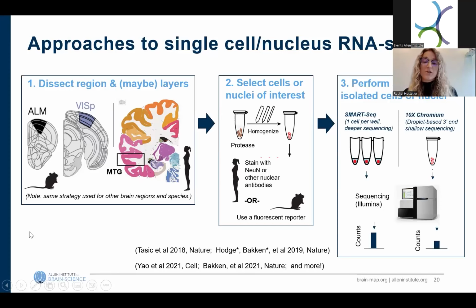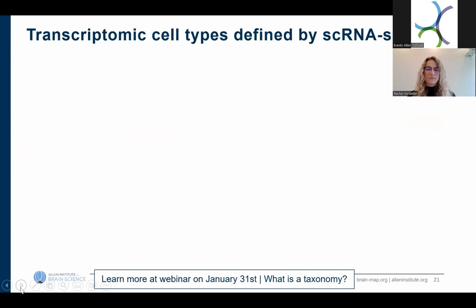After you've selected your cells of interest, the next step is to isolate and sequence those cells. There are 2 methods described here for doing the sequencing, SMART-seq and 10x. These are just different ways to do single cell RNA sequencing with different technologies and different protocols. But the end result is that you end up getting the number of RNA counts per cell for your individual single cells. And so by using transcriptomics and single-cell RNA sequencing, we can start to define our cells based on our gene expression.